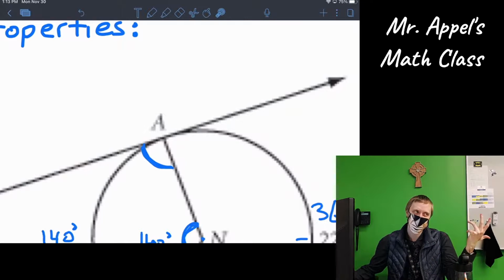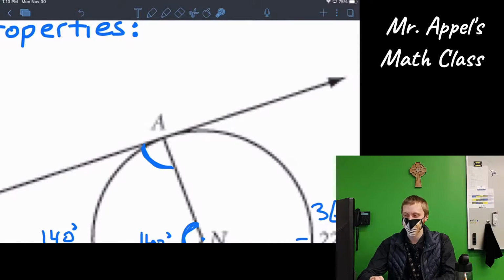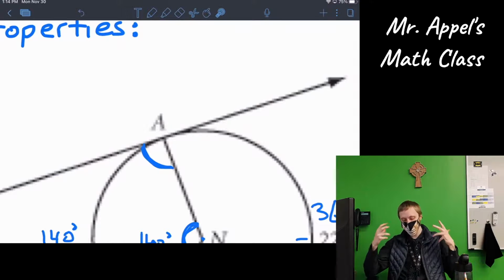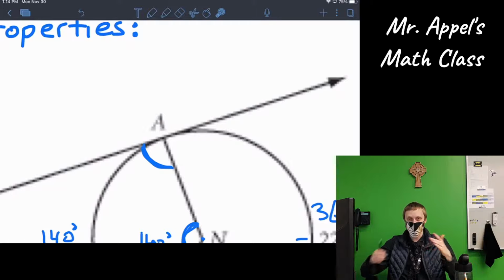90, 180, 360. Which one do you think? Of those, what has it got to be? It's not going to randomly be something else. We're looking for the rule. What do we think the general rule is here? Every tangent line meeting that radius. An acute angle. It's not, though. It's not an acute angle. But it's not obtuse either.